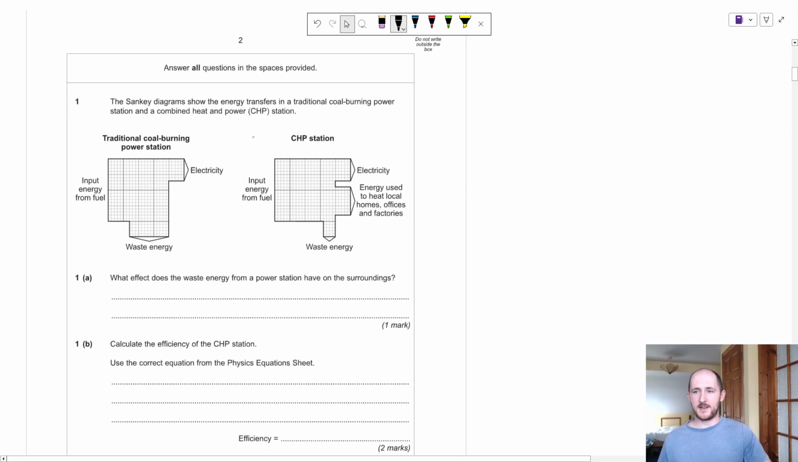So Sankey diagrams, okay, so that's normal. The question is about energy transfers in a traditional coal-burning power station and a combined heat and power station, CHP. Sankey diagrams show you how much waste energy and useful energy something produces in proportion. So what effect does the waste energy from a power station have on the surroundings? Just so you're aware, I do have a black pen, but I'm also going to be typing quite a bit of this because I'm incredibly lazy, and I kind of low-key want to type some of this. But for this, what does it have? It just heats up the surroundings, right?